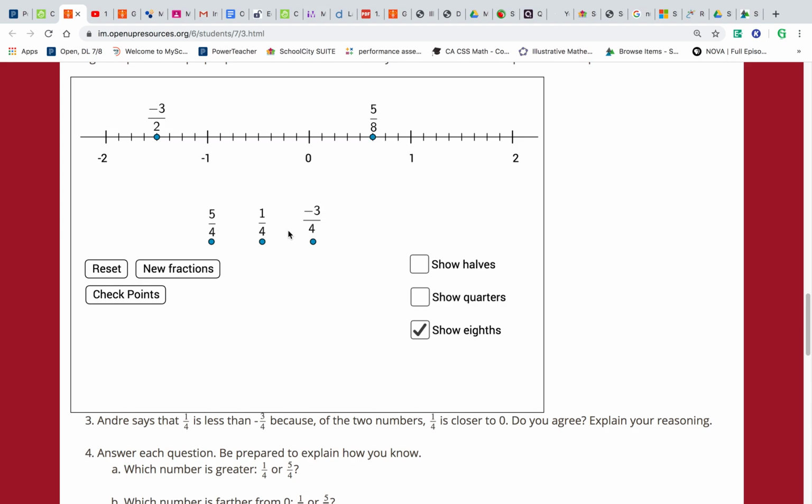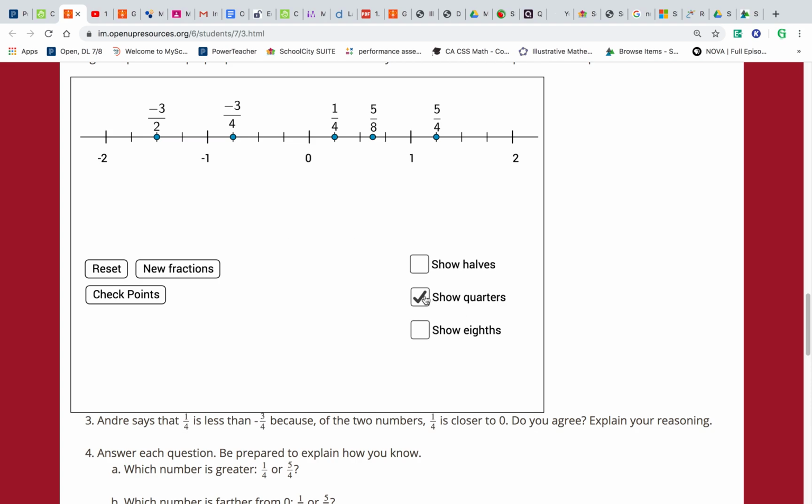And then the last 3 are out of 4, which means out of quarters. So we can show the quarters. 5/4, you're going to go here. Here's 1, 2, 3, 4. There's 5 quarters. And then 1/4, let's just pass 0. 0, 1 quarter. And then -3/4, that's going to be to the left of 0, right? So if we have it showing quarters, -1, -2/4, -3/4, right there.